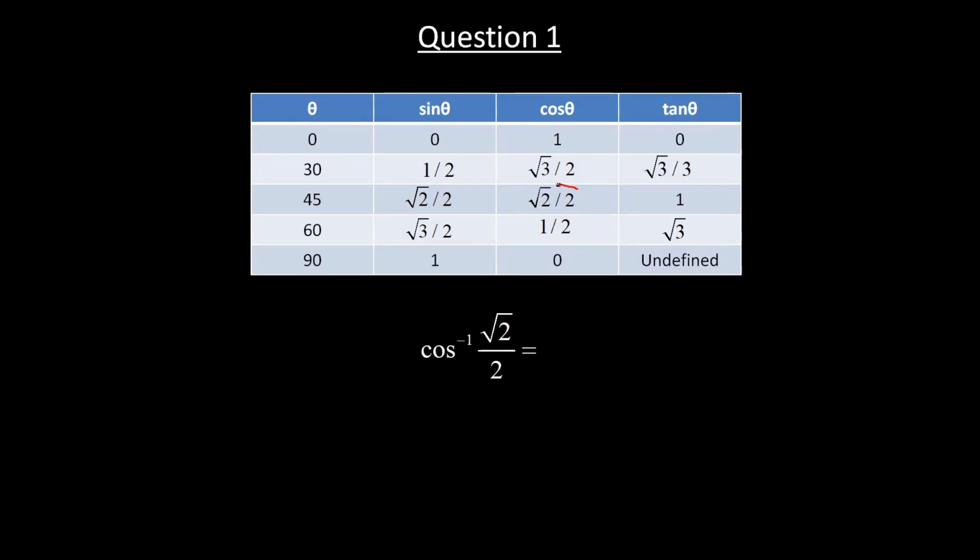So we look for the output. Here's the output, square root of 2 over 2 for cosine. The inverse function will output the angle. And so that angle is 45 degrees.